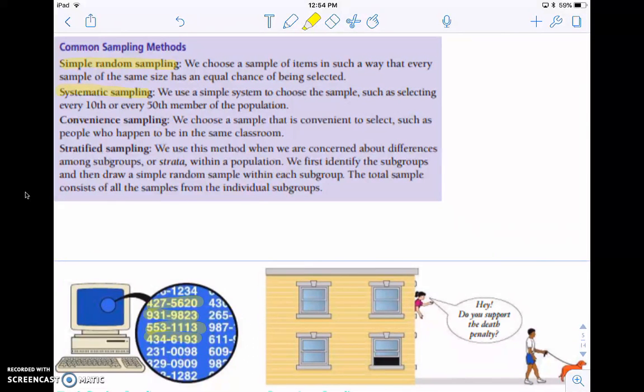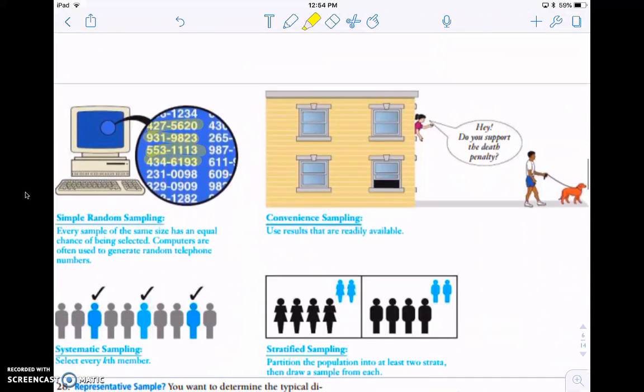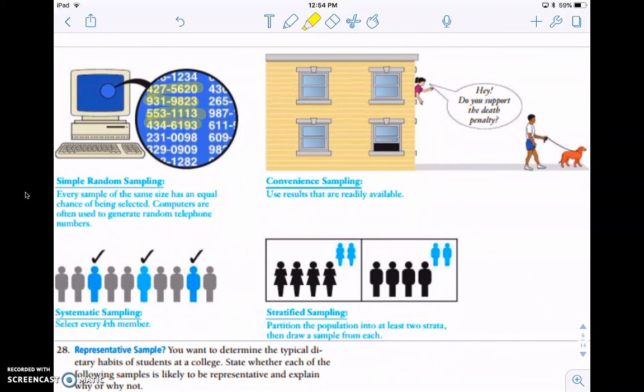Okay, systematic sampling. It's a simple way to choose the sample, and it's done in just the way it says, a very systematic way. So, for example, I've got a picture down here, systematic sampling. Say you were pulling people on the street, you would do something like every 3rd person you would talk to.